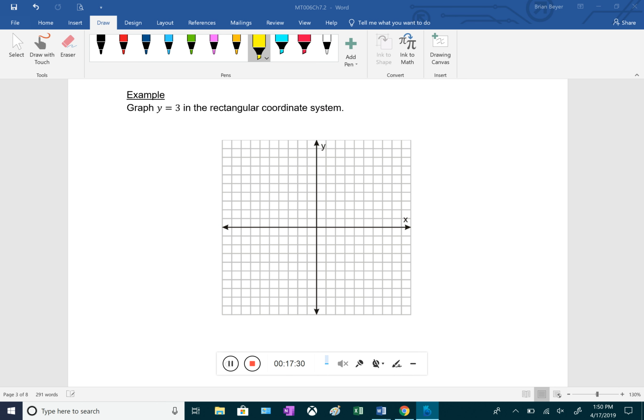So for example, let's graph y equals 3. So all we have to do is recognize it's y equals something. So it's going to be y equals a number. So it's going to be a horizontal line. We go up to 3 for the y-intercept, and we draw a horizontal line. And that's all we have to do. Easy as that, y equals 3. So y is always 3 no matter what x is equal to.